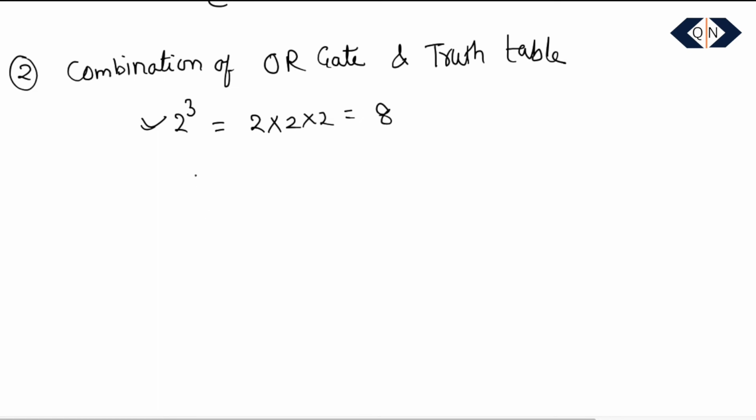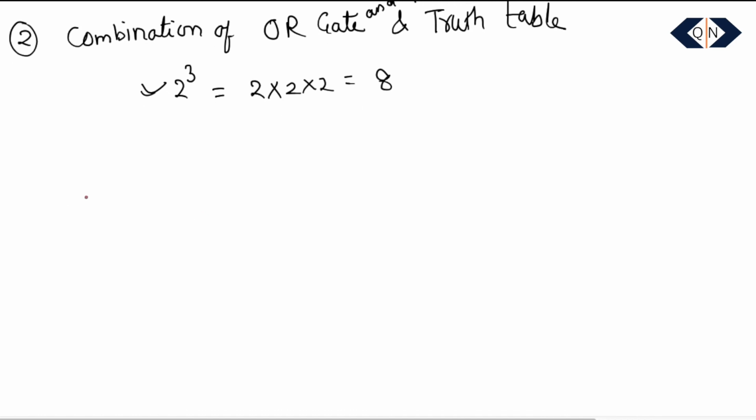So we are combining a combination of OR gate and AND gate. Okay, so now we are combining OR gate and AND gate. So let's look at this. First we will draw AND gate or OR gate. Let's draw OR gate this time.